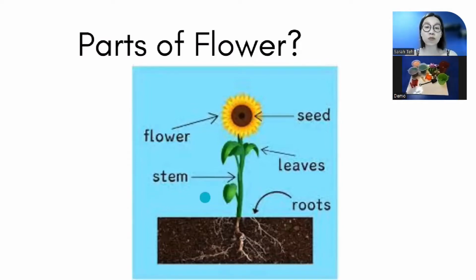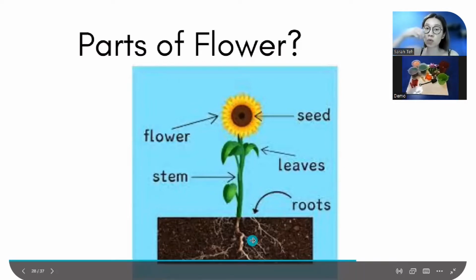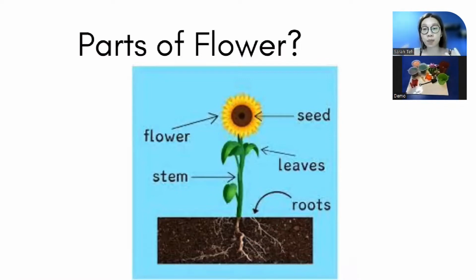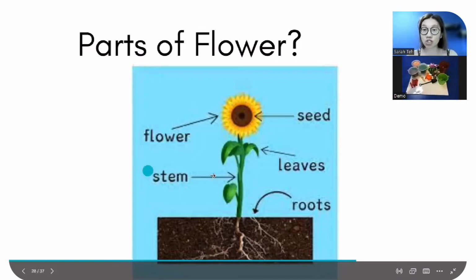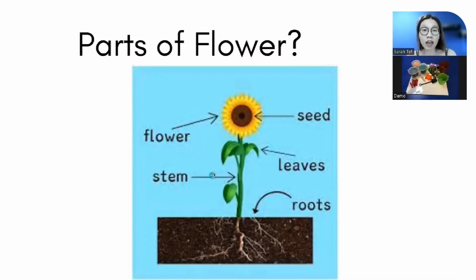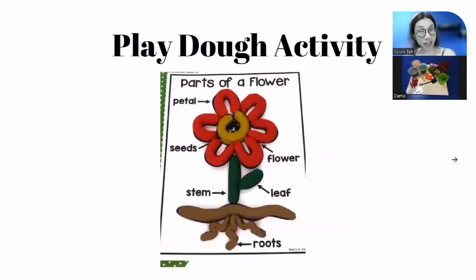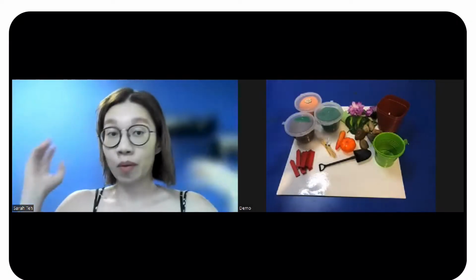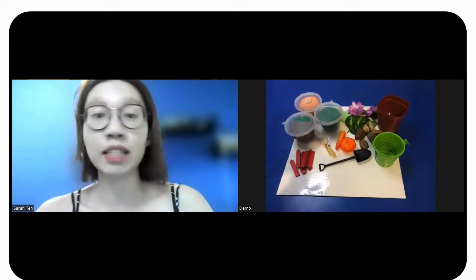All right, so what's the root for? The root is actually to, when you pour water, suck all the nutrients from the ground, or suck the water. All right, and the stem is like a straw. It will suck the water up to give nutrients to the flower, so it will grow very beautiful. Okay, so our first activity in the Play-Doh, we are going to do parts of a flower. So let me stop sharing screen here. So we will go into this activity now.